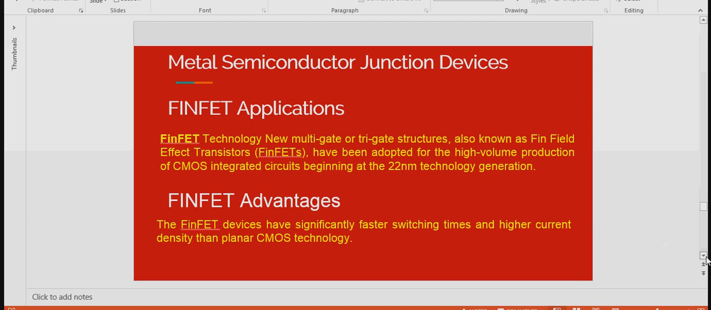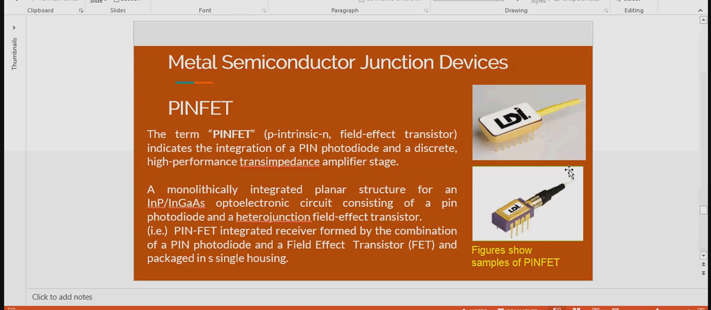That is the main advantages of FinFET. Third one is the FinFET. The figure shows the sample of FinFET, how it looks like. Figure 1, figure 2. The term FinFET: P, intrinsic and N. P stands for P-type semiconductor, I stands for intrinsic, N stands for N-type semiconductor. FET stands for field effect transistor, indicates the integration of pin-type photodiode and a discrete high-performance transimpedance amplifier stage.